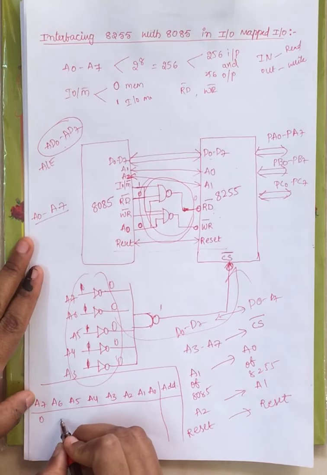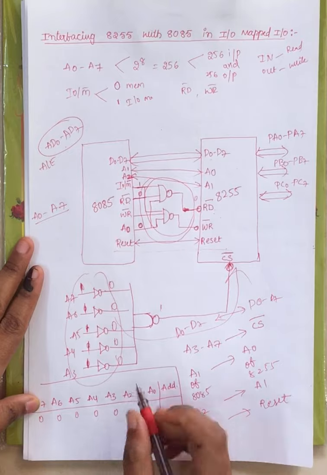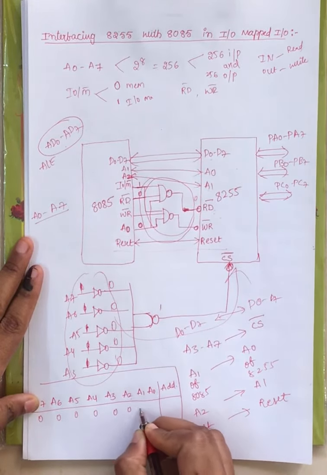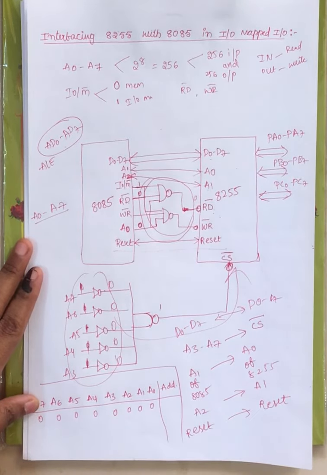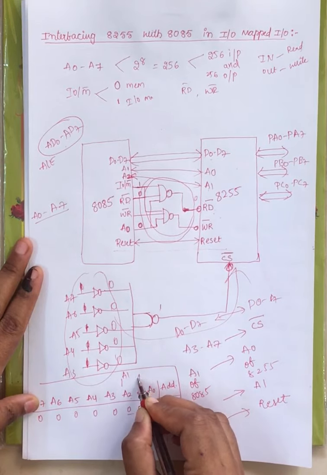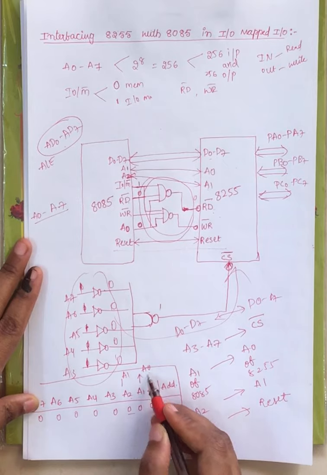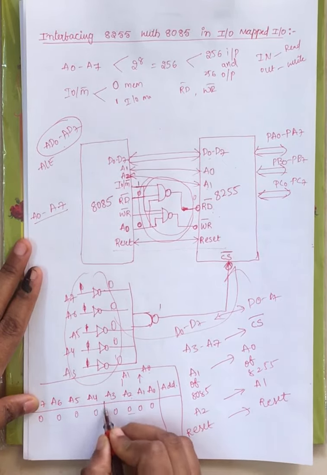We have considered 0, 0, 0, 0. Now A2 is connected to A1, right? Now these possibilities may be 0, 0, 0, 1, 1, 0 or 1. Now A0 is 0, right? Now A2, A1 is nothing but A1 of 8255 and A0 of 8255. When A1 is 0 and A0 is 0 for 8255, which port is selected? Port A, right?